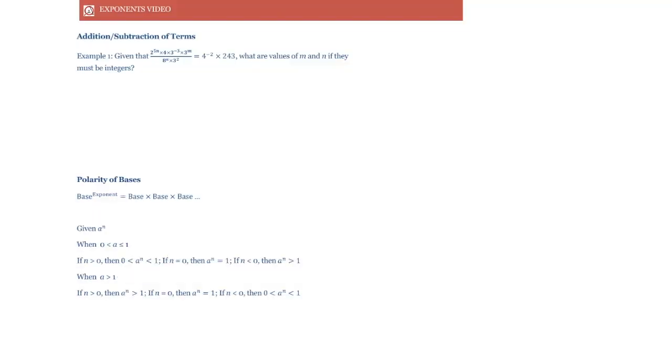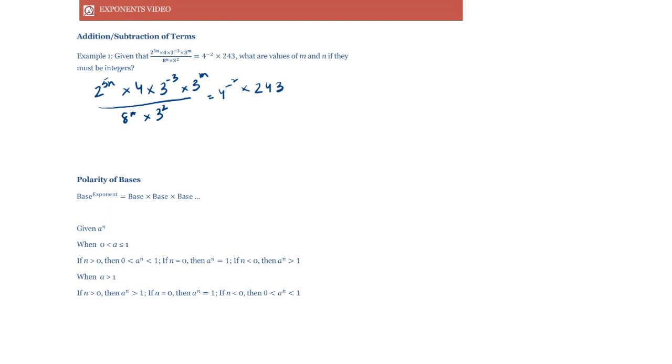Let's take an example which uses all these rules that we've just discussed. So given that 2 to the power 5n, I'll write it down here for you: 2 to the power 5n into 4 into 3 to the power minus 3 into 3 to the power m upon 8 to the power n into 3 square is equal to 4 to the power minus 2 into 243.